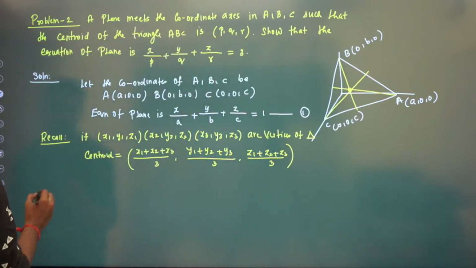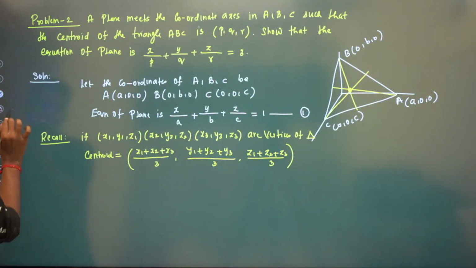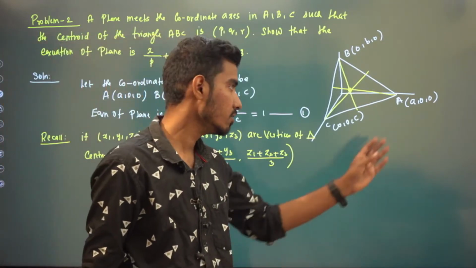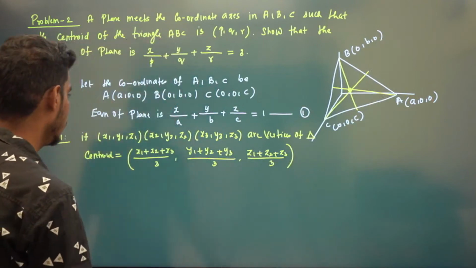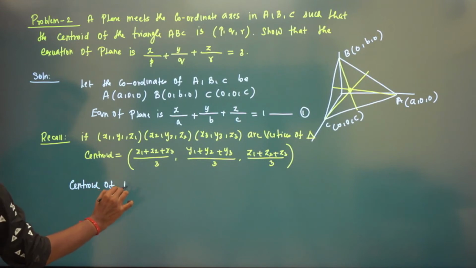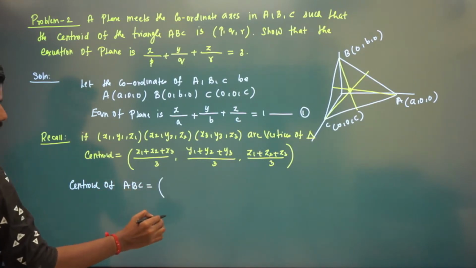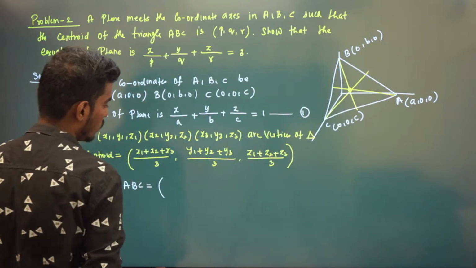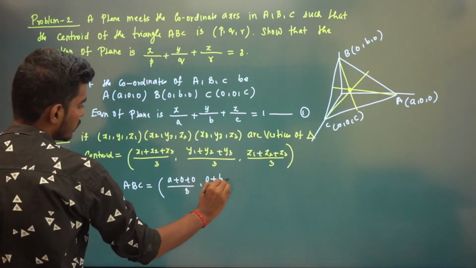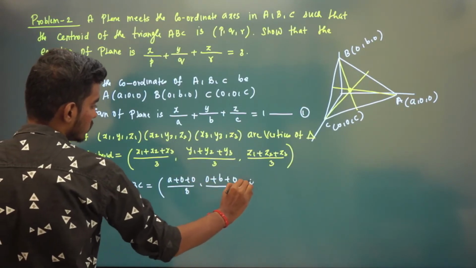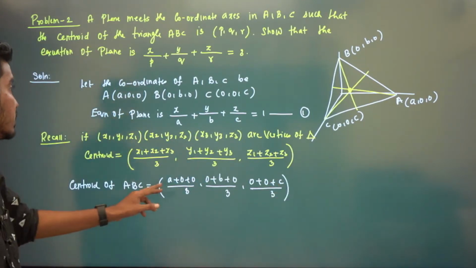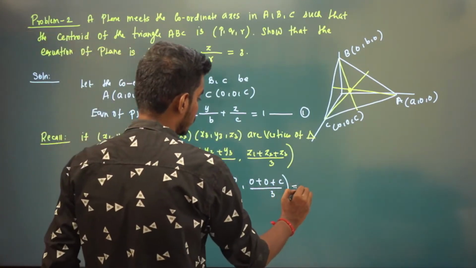See, this is a general formula. Instead of x1, y1, z1, x2, y2, z2, x3, y3, z3, we have (a, 0, 0), (0, b, 0), (0, 0, c). So what is the centroid of ABC? It is nothing but (a plus 0 plus 0) by 3, (0 plus b plus 0) by 3, (0 plus 0 plus c) divided by 3, and it is given that the centroid is (p, q, r).